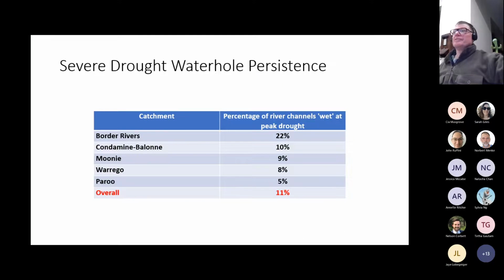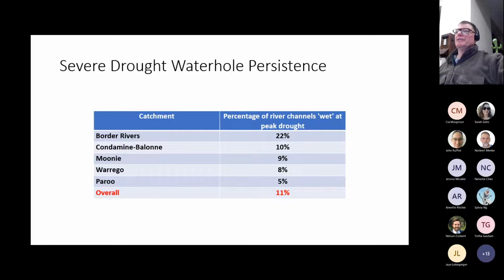Summarising those findings across the whole region, overall there was only 11% of the major river channels that retained water, and there was a gradient from east to west decreasing in how much of the channel retained water, with the Paroo being as low as 5%.